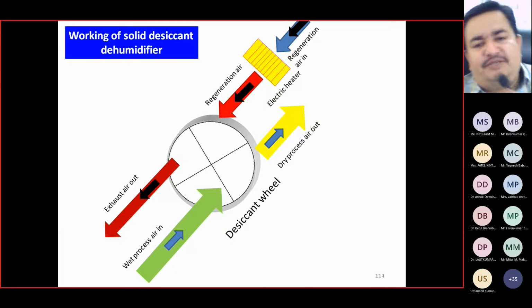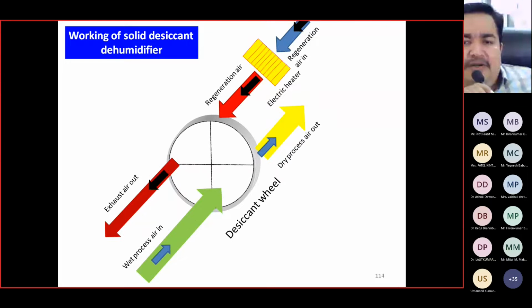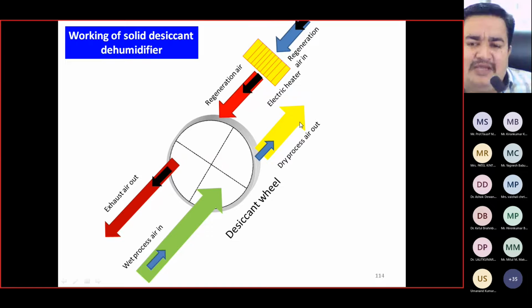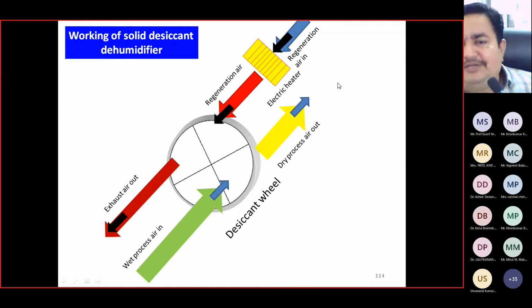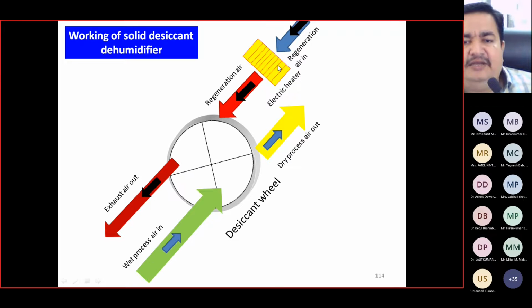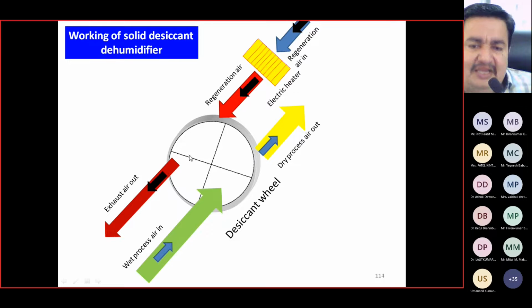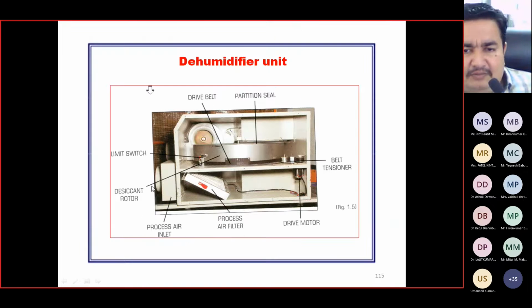So this is the simulation used to show the working of a rotary dehumidifier. Wet process air passes through the dehumidifier, and dry process air is taken out. It can be used for further process cooling or conditioning. Reactivation air is first taken into a heater, reaching the temperature achievable for desorption, then passes through the dehumidifier on the reactivation side, and exhaust air is taken out.